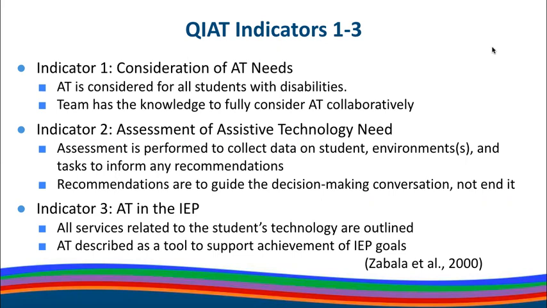In indicators 2 and 3, we can look at how an assessment takes place and how that is then documented in the IEP. It's important for assistive technology to be documented in related services as well as AT tools leveraged to support the advancement of IEP goals. They can be listed in the accommodations and modifications section as well.